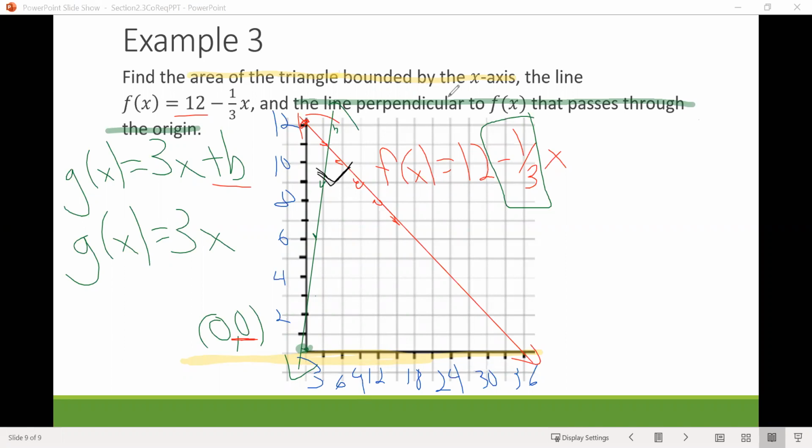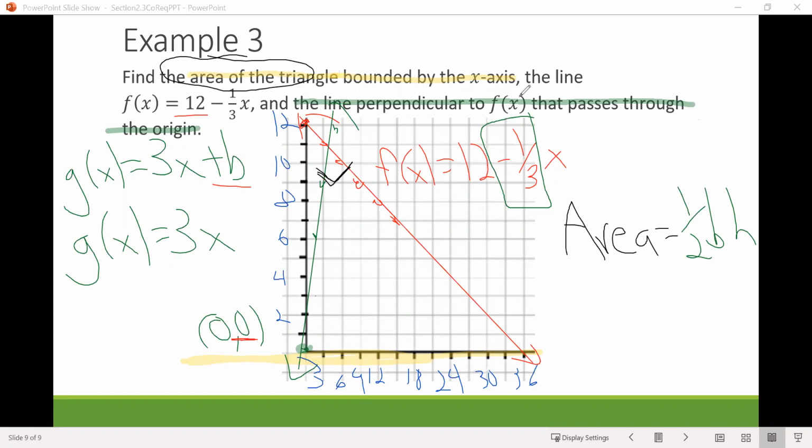Okay, so now we've at least got the triangle set up. But what else do we need? Well, we need to find the area of that triangle, right? And recall that the formula for the area of a triangle is 1/2 base times height. So we need the length of the base as well as the height of this triangle.